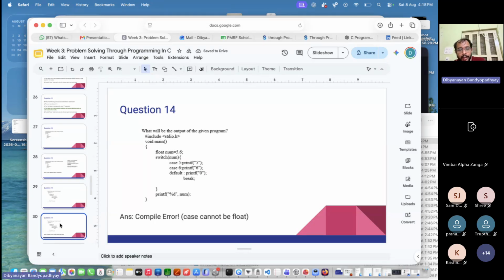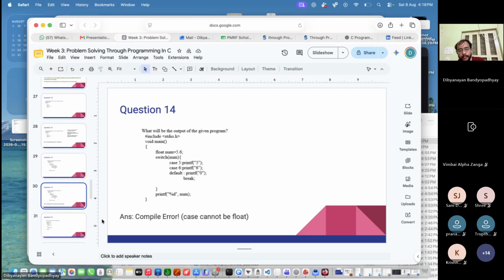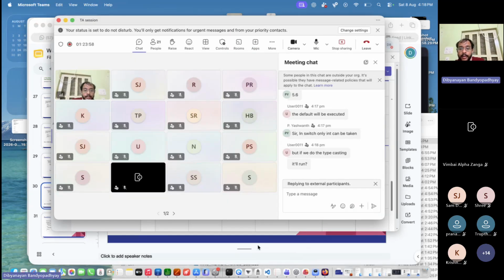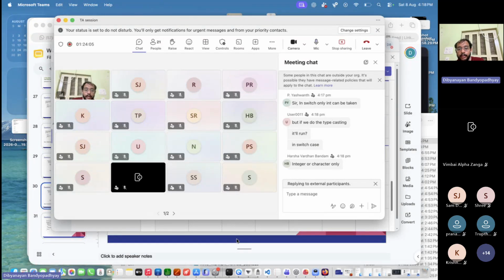Switch case cannot be float actually. So switch case cannot be float. It has to be an integer value, so it will throw a compile error. Just remember this. That is why I presented it in this way. With typecasting it will run, yes, correct. If you do typecasting, it will run. Integer only. Floating point numbers it doesn't support.